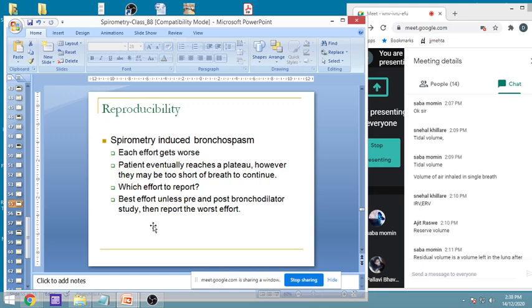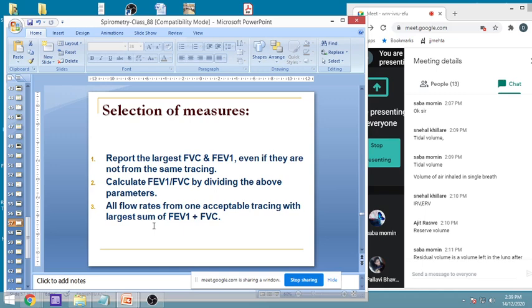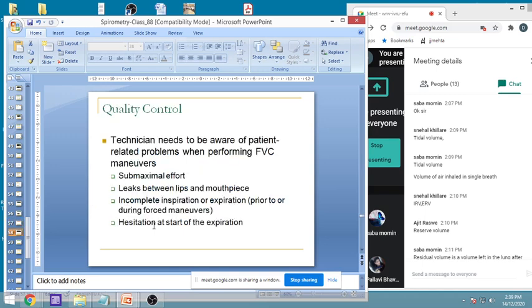Spirometry can cause bronchospasm. So with each effort, the patient eventually reaches a plateau, and then you have to stop, and take it again after some time. So we call it spirometry induced bronchospasm. Every time it is causing a decrease in the volume, and then accordingly you have to take care. Report the largest FVC and FEV1, and if they are not available from the same session, then from the 3-4 readings you have got, you can do it.